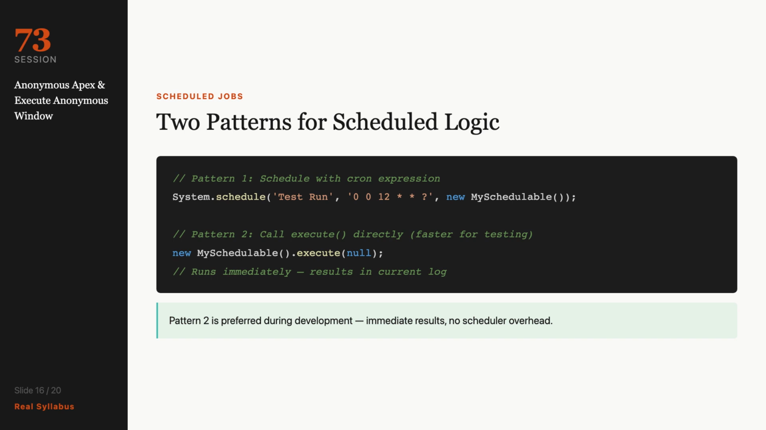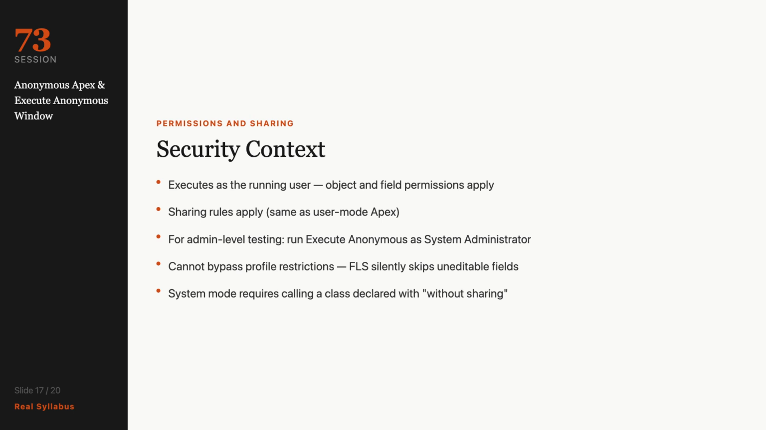One thing to be aware of: Execute Anonymous runs as the current user, which means all object level and field level security applies. If your running user does not have edit access to a field, a DML update of that field will silently skip it. If you are testing admin level logic, run Execute Anonymous as a system administrator. You cannot bypass sharing rules unless the class being called is declared with without sharing. This is important when testing code that will eventually run in a trigger context, where sharing rules may or may not apply depending on the trigger's class declaration.